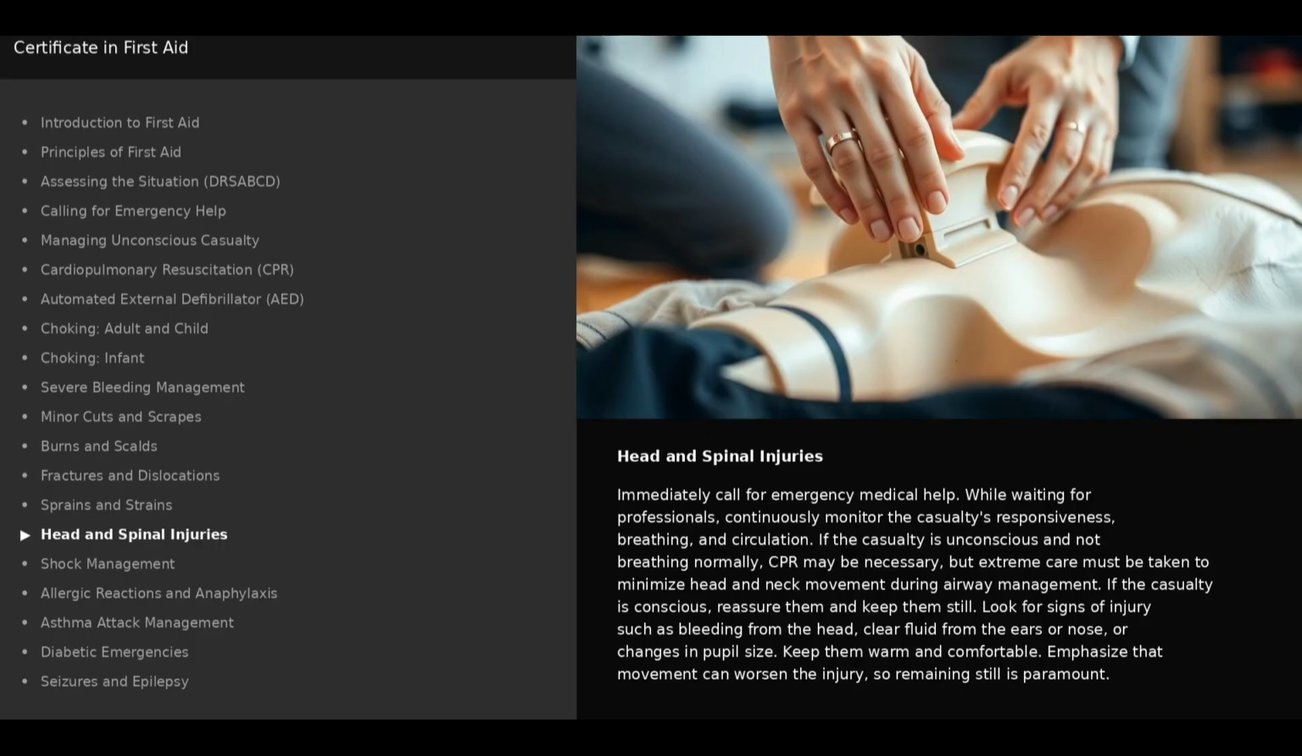While waiting for professionals, continuously monitor the casualty's responsiveness, breathing, and circulation. If the casualty is unconscious and not breathing normally, CPR may be necessary, but extreme care must be taken to minimize head and neck movement during airway management. If the casualty is conscious, reassure them and keep them still. Look for signs of injury, such as bleeding from the head, clear fluid from the ears or nose, or changes in pupil size. Keep them warm and comfortable. Emphasize that movement can worsen the injury, so remaining still is paramount.